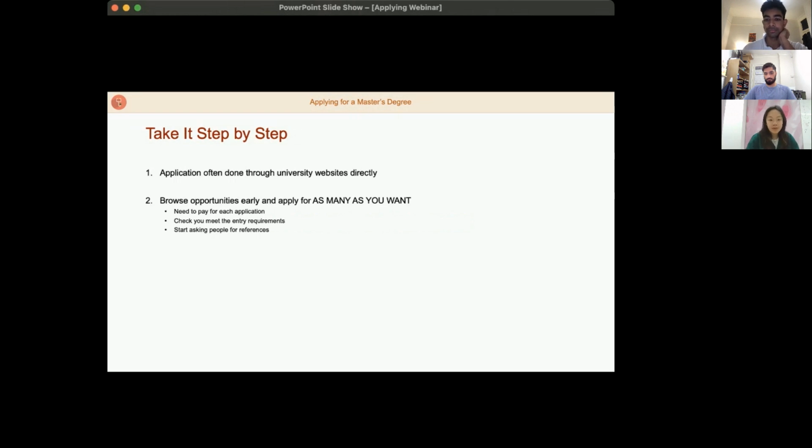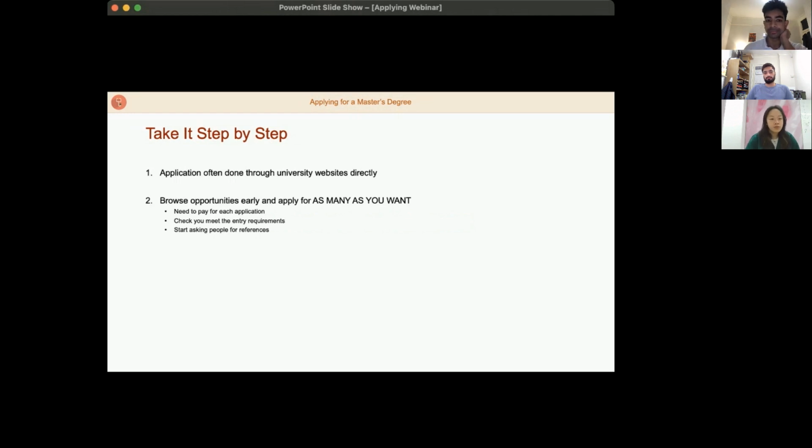It says to apply for as many as you want, but I would bear in mind that most of them, if not all applications, require you to pay a fee for your application. That fee varies between different ones. I think I paid maybe £50 to £80 for one of my applications. So just bear that in mind when you're looking through which ones you want to apply for.